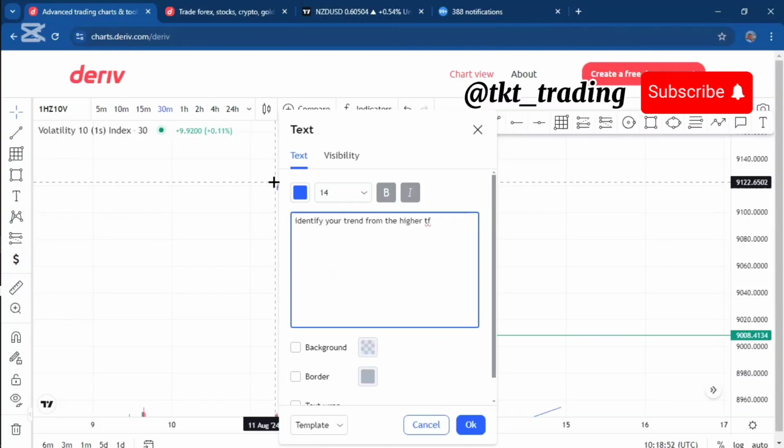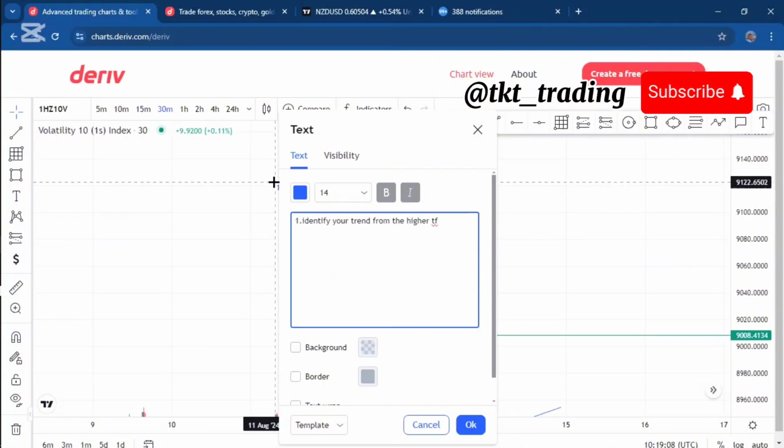Identify your trend from the higher time frame. That's number one of the rules for trading short-term highs and lows. Number one rule is identify your trend from the higher time frame.